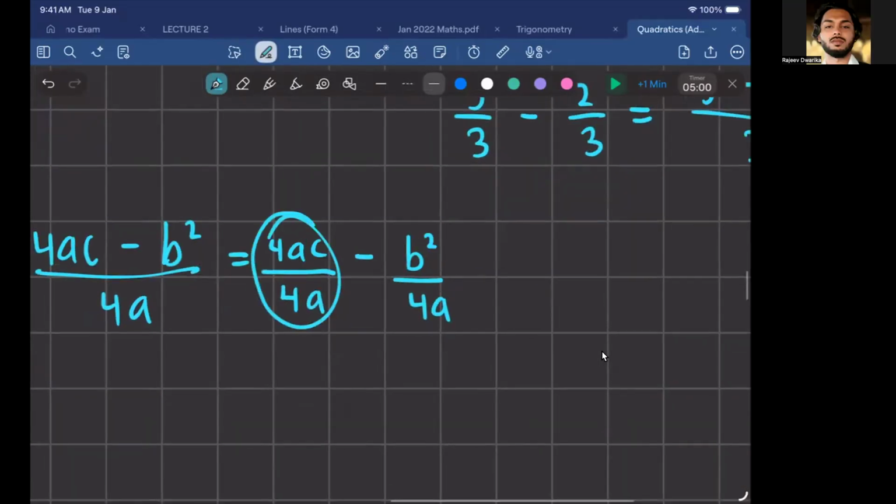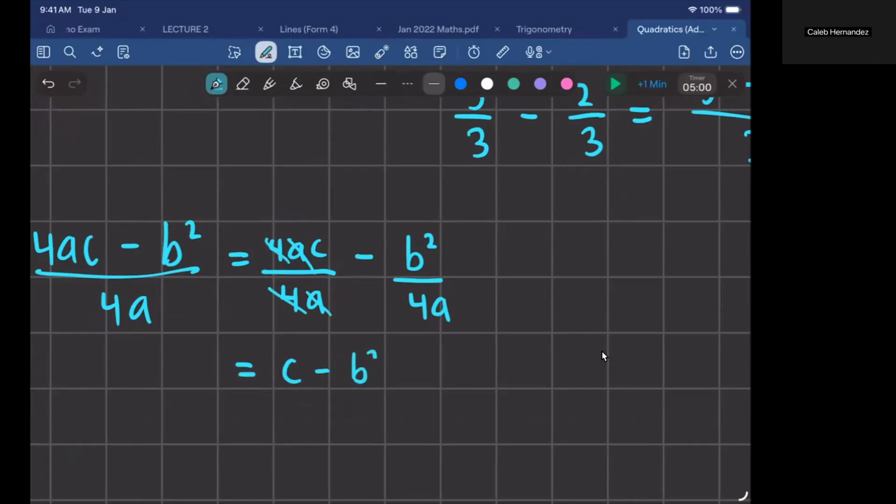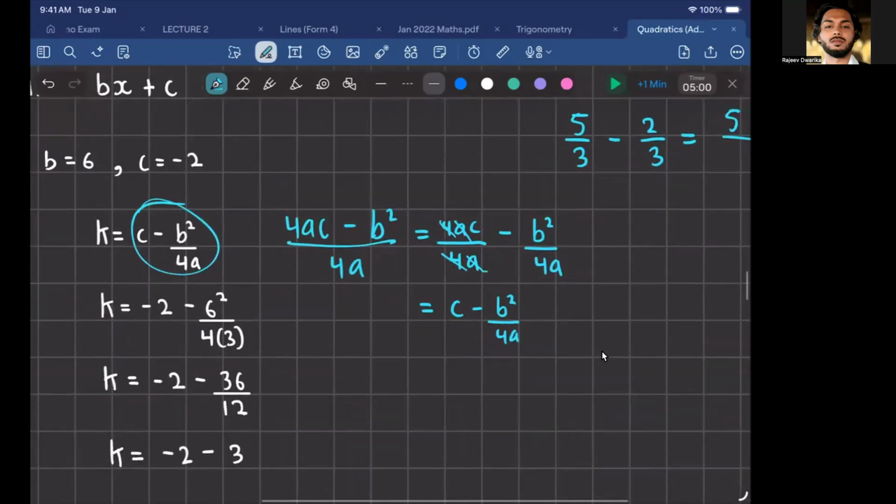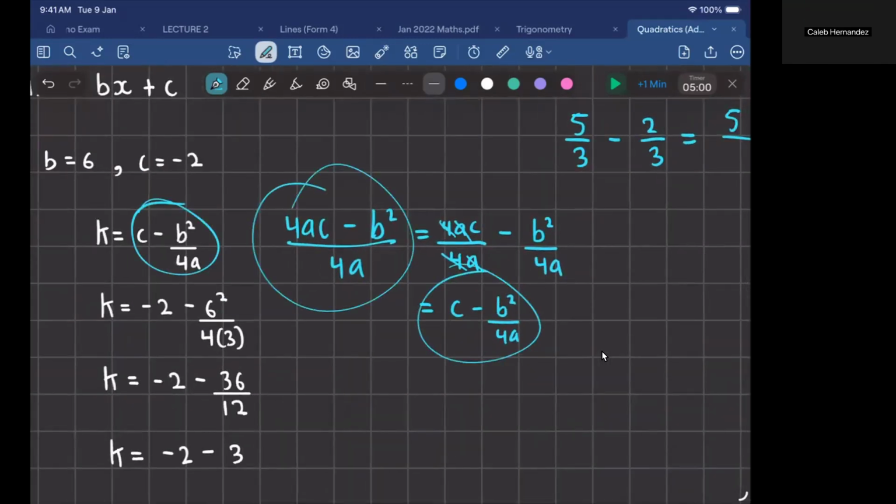Are you seeing anything I could cancel off over there? Yeah, the A's cancel off. What else could cancel off? The 4's. That would leave me with what? c take away b squared over 4. Okay. So is it the same thing? Yeah, it's the exact same thing.